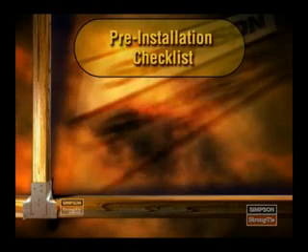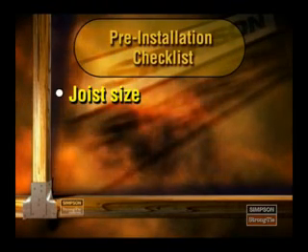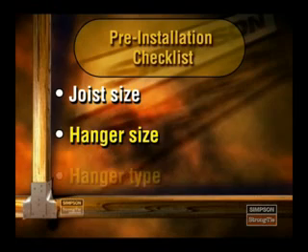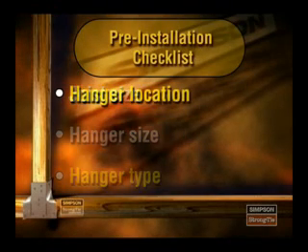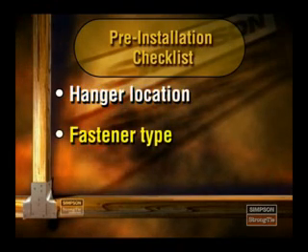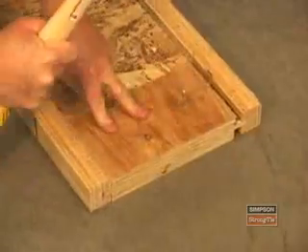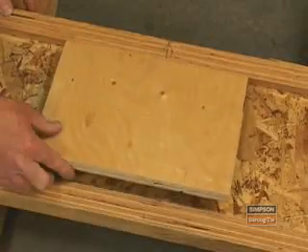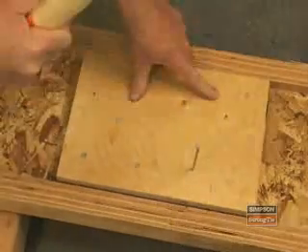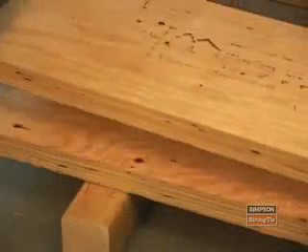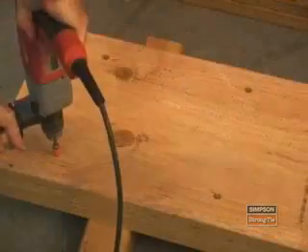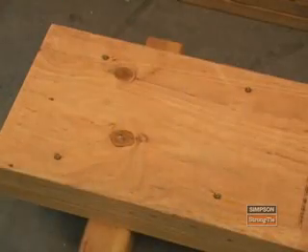Before you begin installing a hanger, verify that you have correctly identified the following: the joist size, the hanger size, the hanger type, the hanger location, the fastener type, and the number of fasteners. Then, make any necessary adjustments to the header or beam, including adding web fillers and backer blocks or fastening multiple wood members together to act as a single unit.